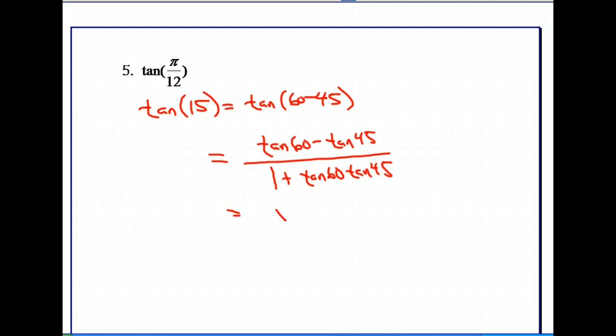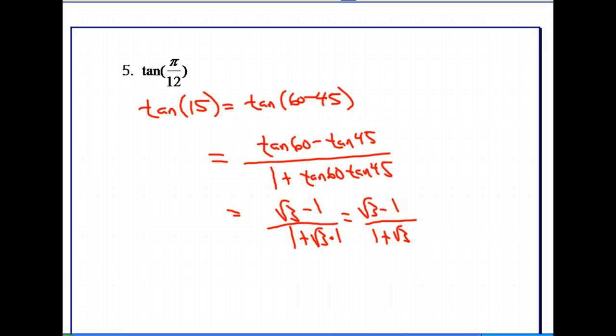Tangent of 60 is root 3. Tangent of 45 is 1. On the bottom, 1 plus root 3 times 1, so 1 plus square root of 3. So you get the square root of 3 minus 1 all over 1 plus square root of 3. You can't leave square roots on the bottom. Let's multiply by the conjugate, 1 minus the square root of 3, top and bottom. And let's see where that takes us.